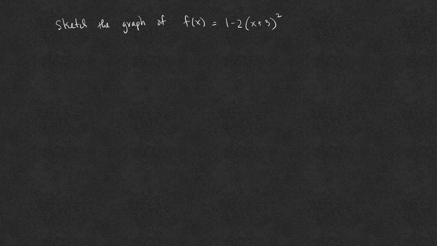Sketch the graph of f of x equals 1 minus 2 times the quantity x plus 3 squared. Recognizing that this has a parent graph of y equals x squared, and we know that y equals x squared is a parabola concave up. We will perform a series of transformations of functions to sketch this graph.